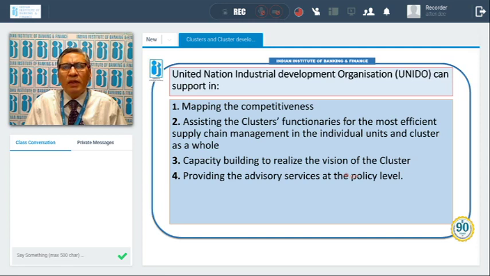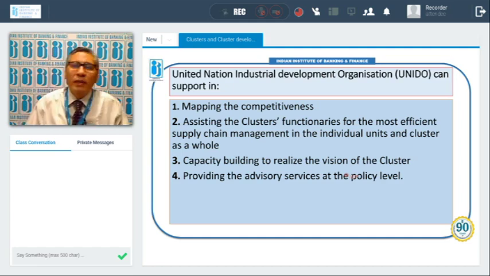So the support that they can provide is in mapping the competitiveness, assisting the clusters' functioning for the most efficient supply chain management in the individual units and the cluster as a whole, then capacity building to realize the vision of the cluster, and providing advisory services at the policy level.